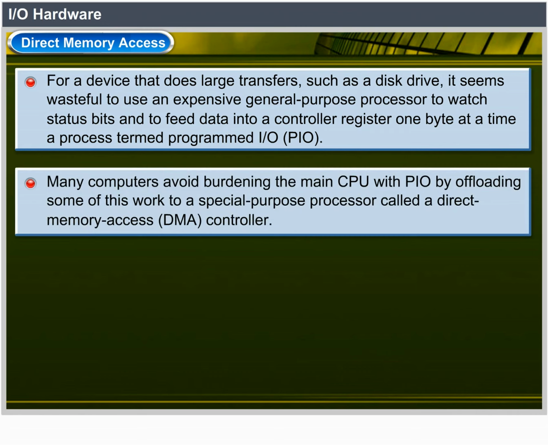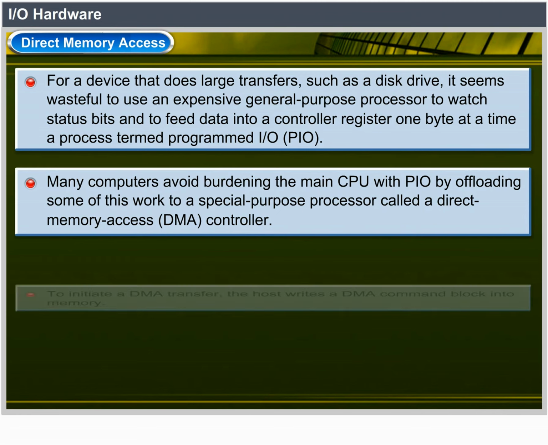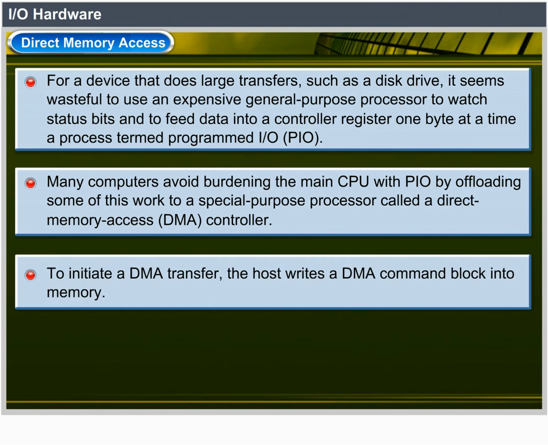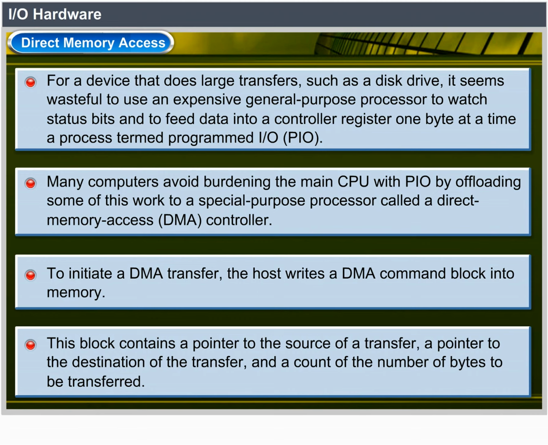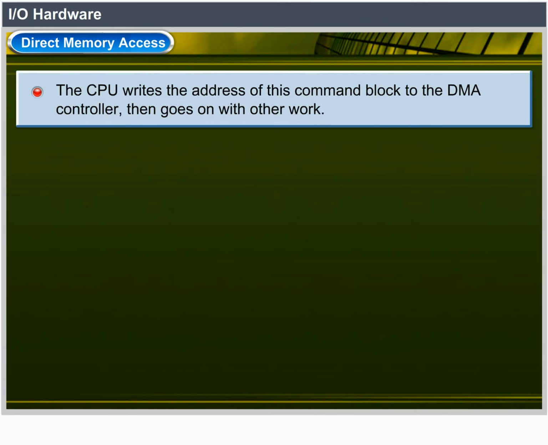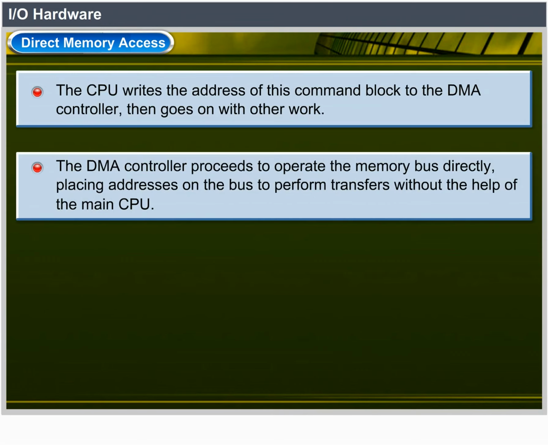To initiate a DMA transfer, the host writes a DMA command block into memory. This block contains a pointer to the source of a transfer, a pointer to the destination of the transfer, and a count of the number of bytes to be transferred. The CPU writes the address of this command block to the DMA controller, then goes on with other work. The DMA controller proceeds to operate the memory bus directly, placing addresses on the bus to perform transfers without the help of the main CPU.